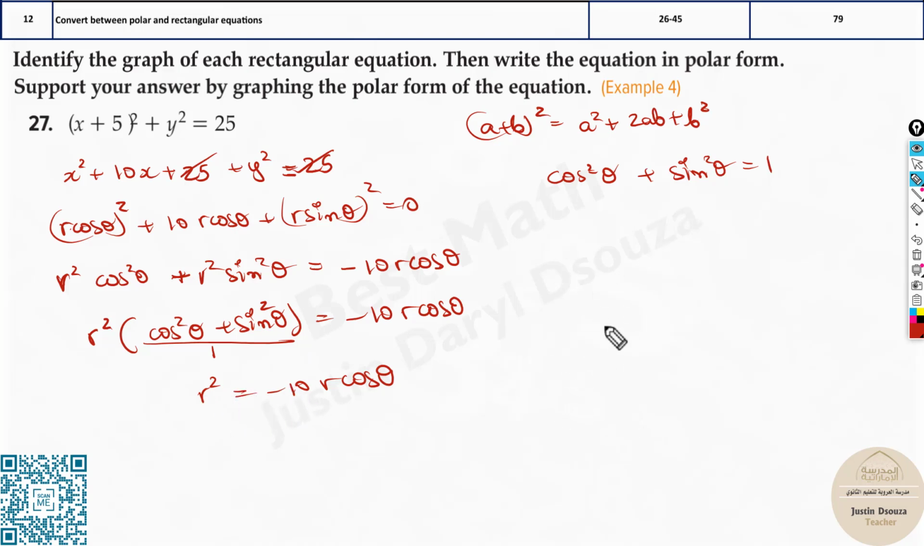Now, since it's an electronic test, it's easy to realize your mistake. But if it's a written exam, this is not the final answer. You need to divide both the sides by r. I need to get r on one side, right? So r equals negative 10 cosine theta.